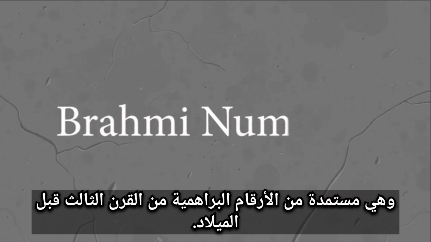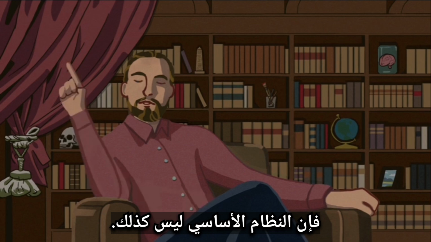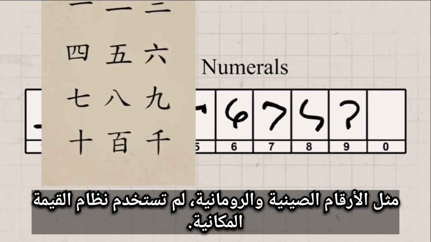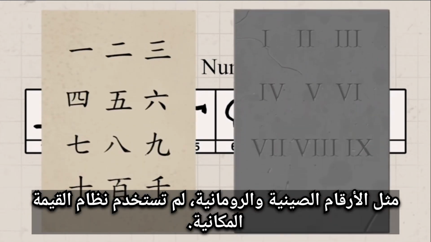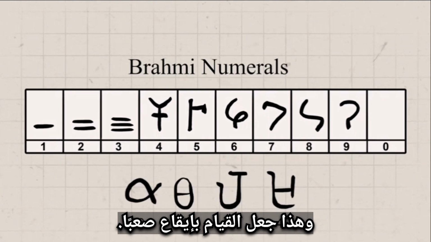Now, the symbols themselves are older, derived from the Brahmi numerals from the 3rd century BC. We aren't starting with them because while the symbols may be similar, the underlying system is not. You see, the Brahmi script, as well as most numerical systems of the time, like the Chinese and Roman numerals, did not use a place value notation. The Brahmi numerals had separate symbols for 10, 20, 30, and so on. This made doing arithmetic difficult.